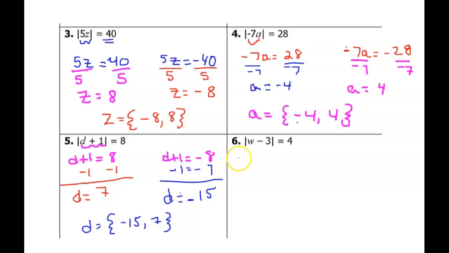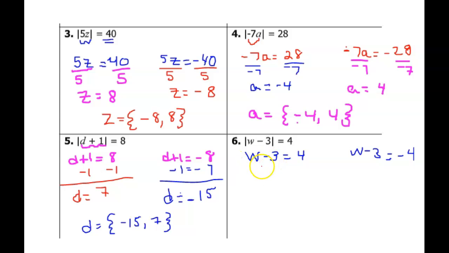Guys, on the next one, absolute value of W minus 3 equals 4. I need to make sure the absolute value is by itself. Is it by itself? Yes, so I'm good to go. So I'm going to say W minus 3 equals 4, and W minus 3 equals negative 4, the positive and the negative. I need to solve both equations.